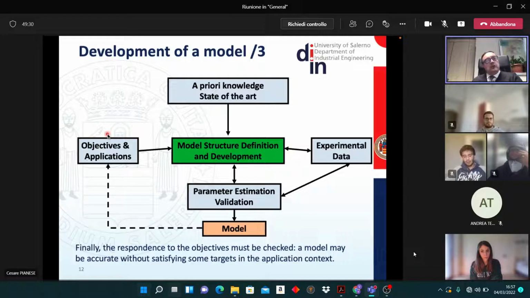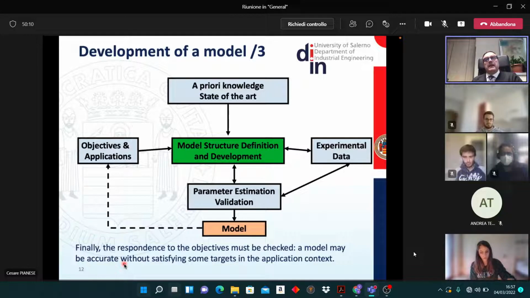And then we do this with a model that is intrinsically precise and accurate, but is not accurate and correct for this kind of fluid, because perhaps we introduced an error in the value of the viscosity, for example. So this means that the model is precise, is correct, but is not precise for our objective, is not satisfying the targets in our application context.